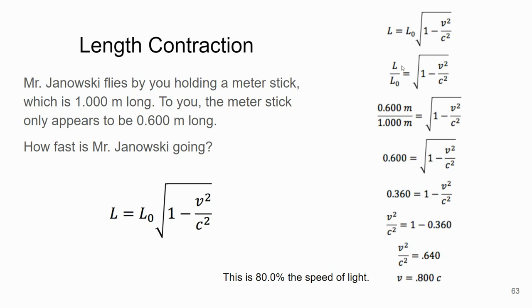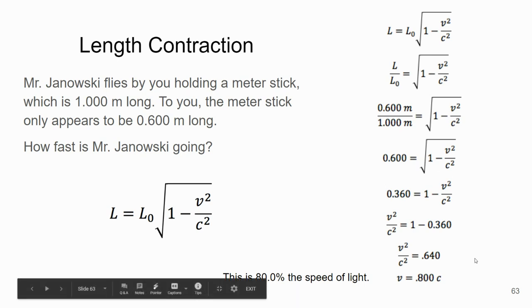I knew L and L naught, so I turned it into this. Okay, well, I divided 0.6 meters by 1 meter. So the units cancel out. Now we just have a dimensionless number, 0.6. And then ultimately to get to the V, I need to square everything, and so on. You do the math, you get the answer. So it turns out I'm traveling across the room at 80% the speed of light.